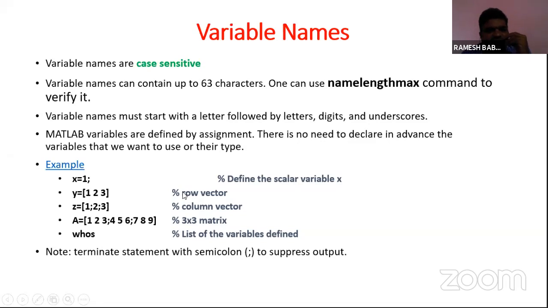Here I have shown you x equal to 1, which defines the scalar variable x, and y equal to 1, 2, 3, which is a row vector, and z equal to 1 semicolon 2 semicolon 3. These semicolons make each a separate row, so 2 is another row, and 3 is another row. And a is equal to 1, 2, 3, 4, 5, 6, 7, 8, 9. These are the list of variables defined. Let's check these things using MATLAB.